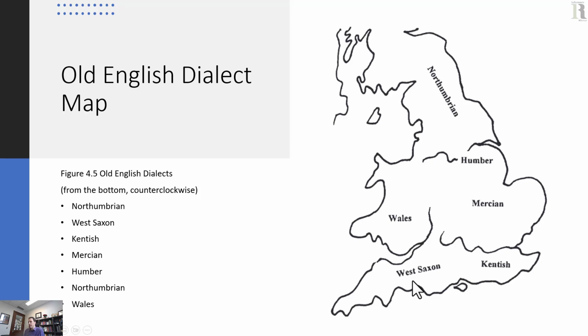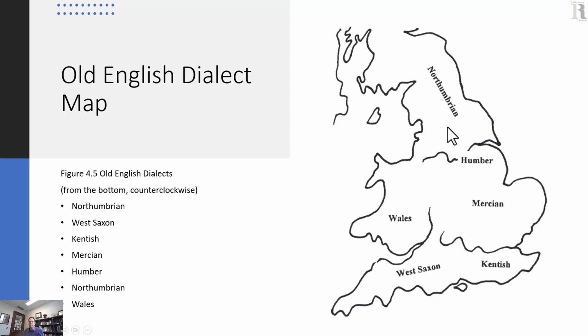But you'll see here that there was the Wessex dialect, or the West Saxon dialect. There was Kentish, spoken in southeastern England, in modern Kent, where Canterbury is. Mercian, farther to the north in what's today the Midlands. Here's the Humber River, pictured here, kind of in the north of England, and north of the Humber River was the area called Northumbria, which meant the place north of the Humber River.